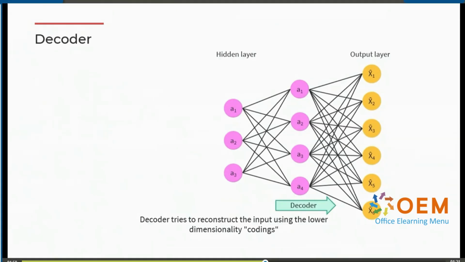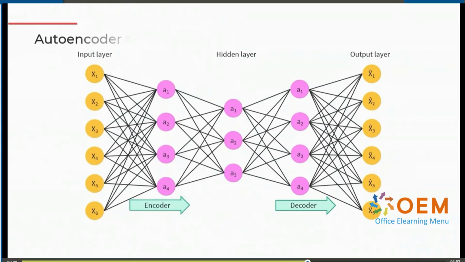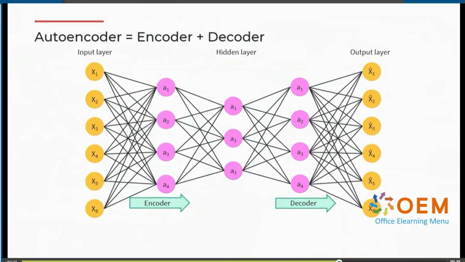The decoder takes the compressed latent representation, the codings, and attempts to reconstruct the original input. It learns to map the lower dimensional features back to the high dimensional space of the original input, and the quality of this reconstruction helps guide the overall learning process during the training of the autoencoder. The loss function, or the objective function, used to train an autoencoder is the reconstruction loss. The reconstruction loss measures how far the generated output of the autoencoder is from the input data.